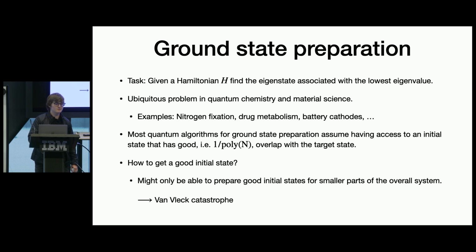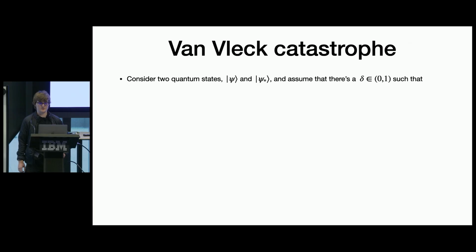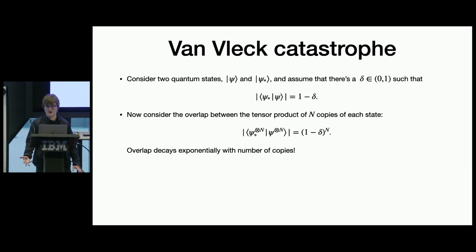So to explain this in a bit more detail, let's consider two quantum states, psi and psi star. Psi star is our target state. And assume that there's some parameter delta between 0 and 1, such that the overlap between our initial state, which is psi, and the target state is 1 minus delta. And let's now consider the overlap between the tensor product of n copies of each state. Right? And a simple calculation reveals that this overlap decays exponentially with the number of copies.